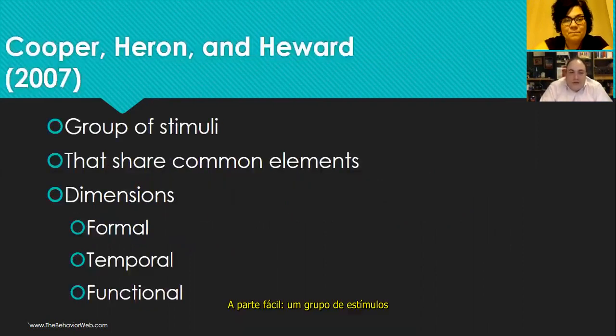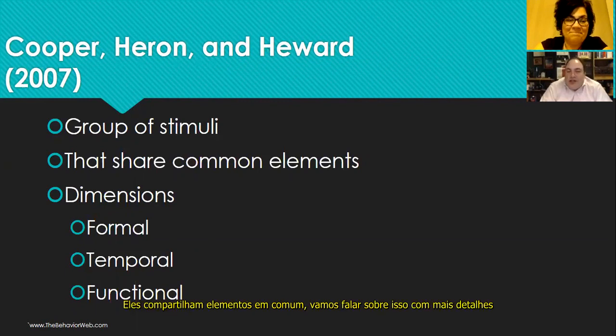So the easy part, a group of stimuli. That's just some number of stimuli, more than one. They share common elements, and we'll get into that in more detail. Those elements are going to array along some dimension. There can be formal elements, meaning the form of the stimuli, what they look like; temporal elements, when those stimuli occur in time; and functional elements, or how we interact with those stimuli. So let's break it down even more.